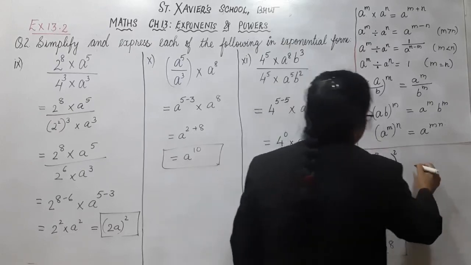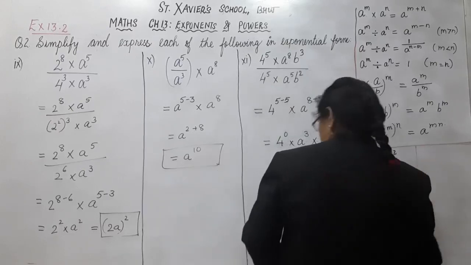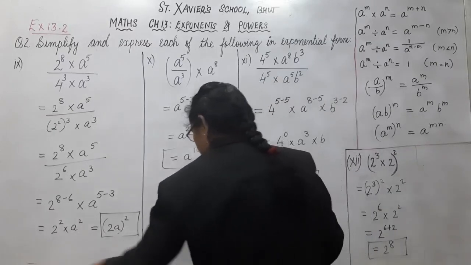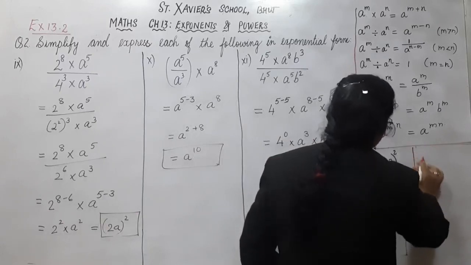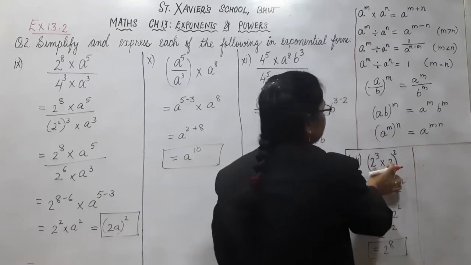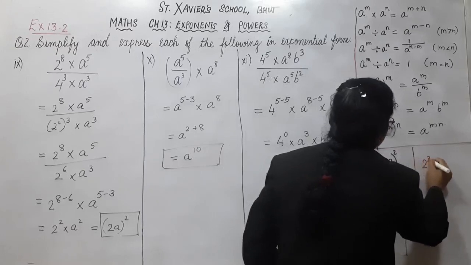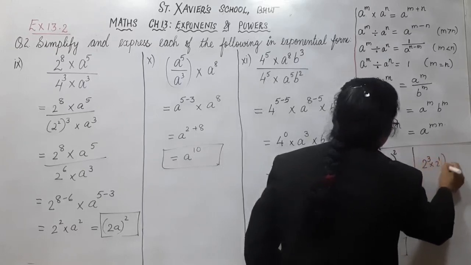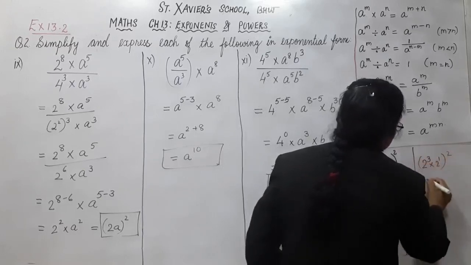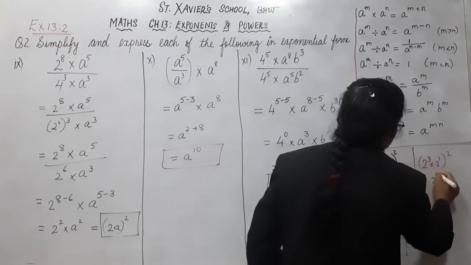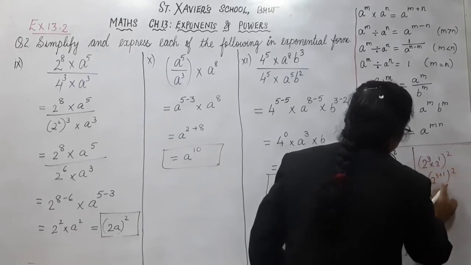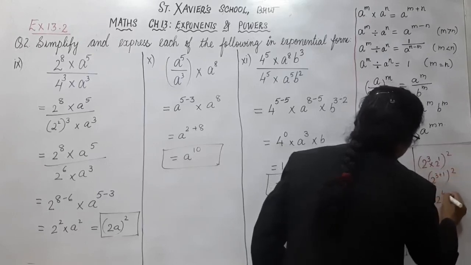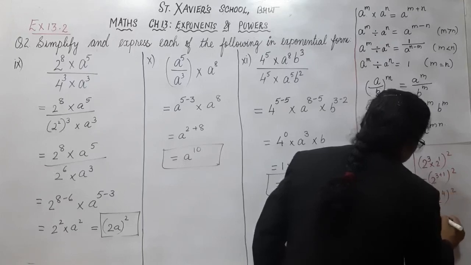Or else we can write it another way. I will show you. Inside the bracket you solve 2 cube into 2 raised to 1, all raised to 2. That is 2 raised to 3 plus 1 is 4, all raised to 2. That is 2 raised to 4 all raised to 2, which is equal to 2 raised to 8. Both ways you will get the same answer.